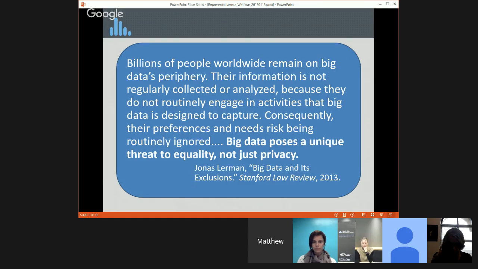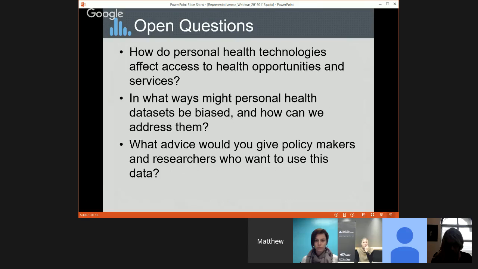This is a quote from a scholar named Jonas Lerman. And I find this really compelling, this idea that so many people remain on big data's periphery. Their information is not regularly collected or analyzed because they don't engage in the kind of activities that big data is designed to capture. And so their preferences and needs risk being ignored. And so this is a threat not just to privacy, but also to equality in thinking about this. And I find that to be kind of a compelling idea.